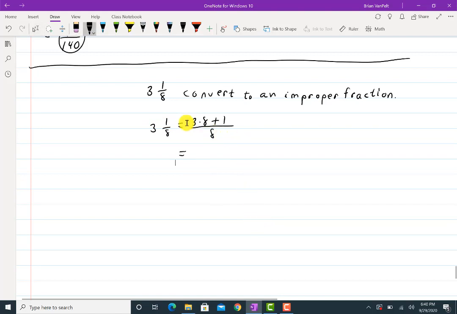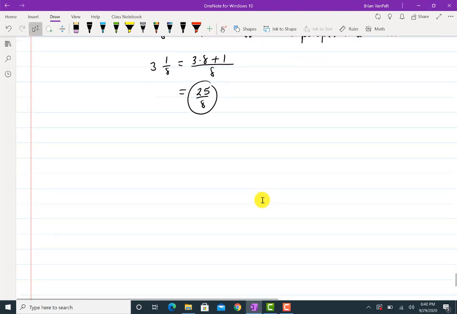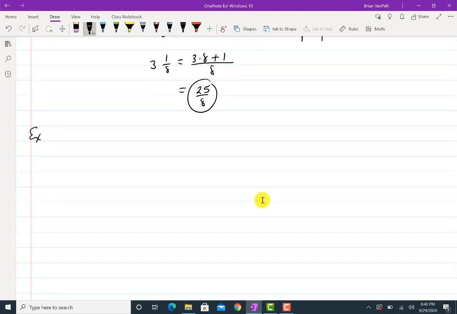So 3 times 8 is equal to 24, and then plus 1 is 25 over 8. So that would be your answer. That would be taking a mixed number and converting it into an improper fraction. However, I'm going to use this as an example.